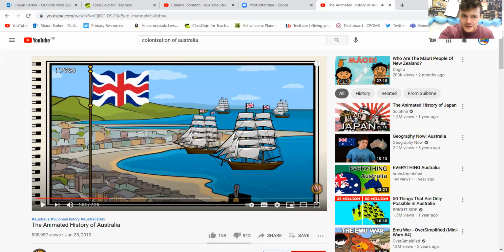So we also learned about this the other day about the First Fleet, and these were the things that you made yesterday with the boats and everything. And these then arrived at a place called Botany Bay.